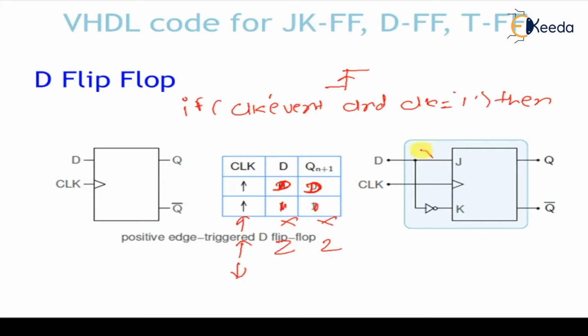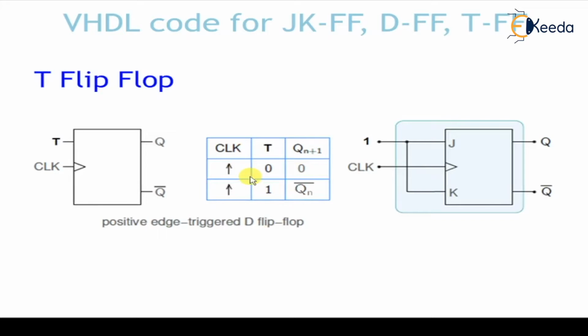D flip flop can be implemented using a JK flip flop with an additional combinational circuit, and for that also we are going to write a VHDL code. In D flip flop, first of all we have to detect the rising edge and then assign Q is equal to D.